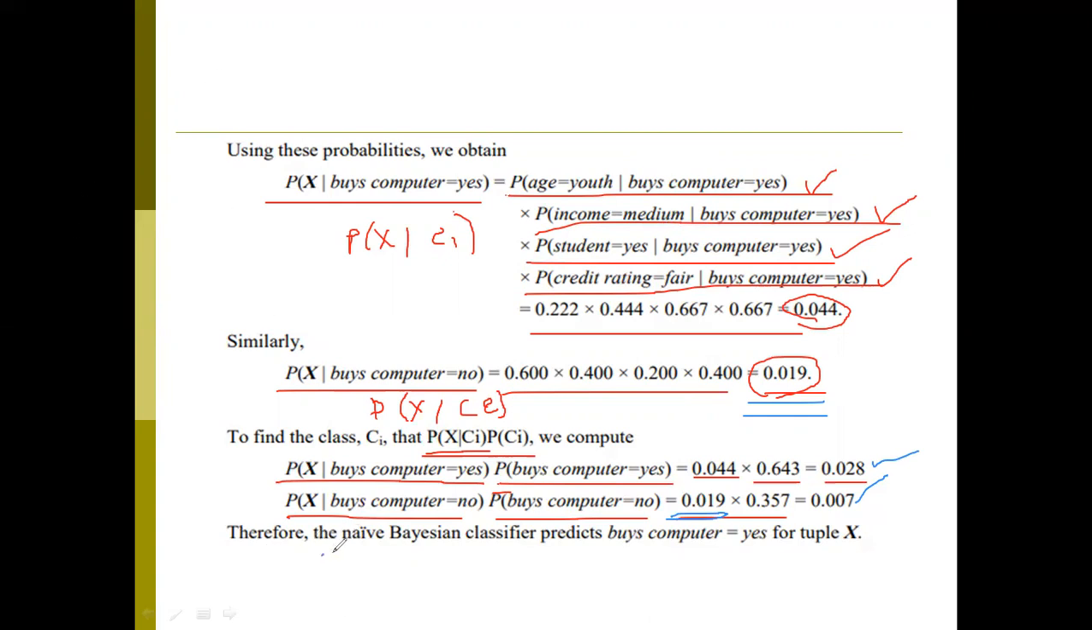Therefore, the naive Bayesian classifier predicts buys computer is yes for tuple X. This is the maximum probability of X. So the persons whose record is near this tuple may buy a computer. More chances we have that those persons may buy a computer, right? This is about naive Bayes classification.